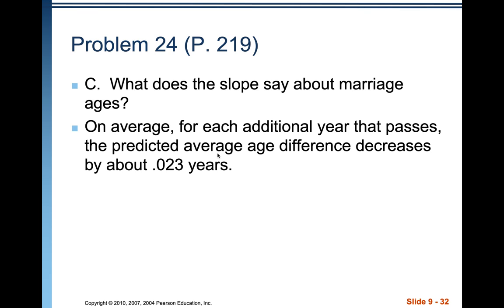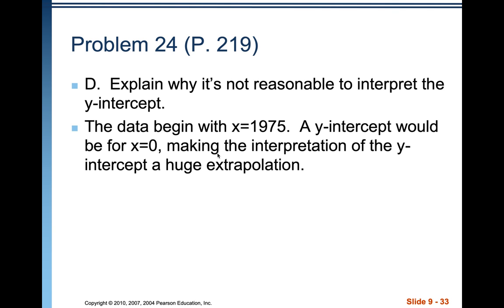What does the slope say about marriage ages? Well, on average, for each additional year that passes, the predicted average age difference decreases by about 0.023 years. Explain why it's not reasonable to interpret the y-intercept. Well, the y-intercept is going to be where x equals 0, and the data began with x equal 1975. So it would be a huge extrapolation to try to make sense of the predicted y value associated with x equals 0.